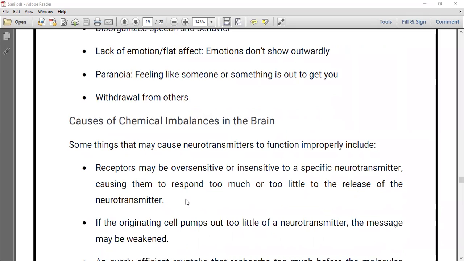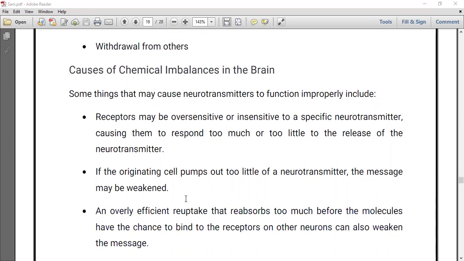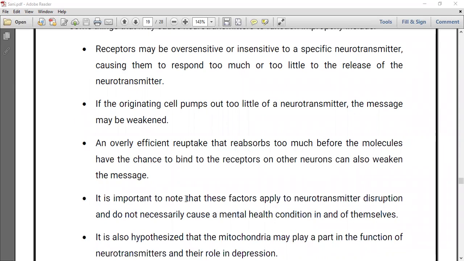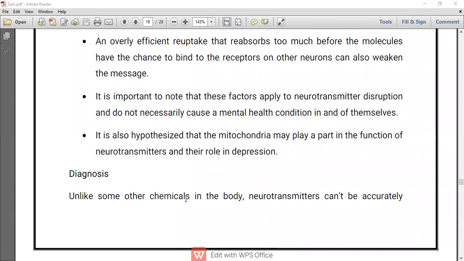Causes of this chemical imbalance in the brain: something that may cause neurotransmitters to not function properly includes receptors becoming sensitive or insensitive to specific neurotransmitters, causing them to respond too much or too little to the release of the neurotransmitter. If the original cell pumps out too little neurotransmitter, the message may be weakened. The cell's reuptake may reabsorb too much before the molecules have the chance to bind to the receptor, or other neurons can also weaken messages. It is important to note that these factors apply to neurotransmitter disruption and do not necessarily cause a mental health condition in and of themselves.